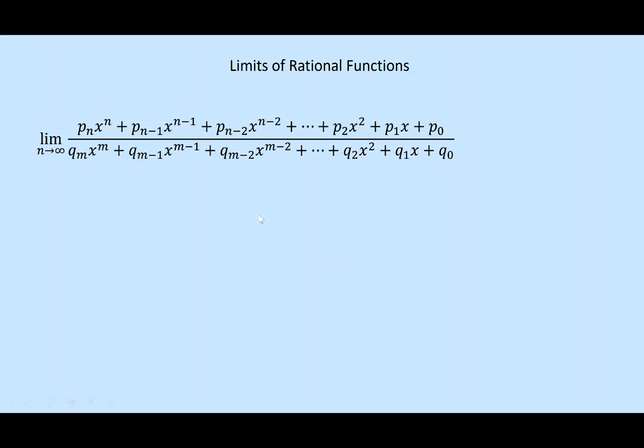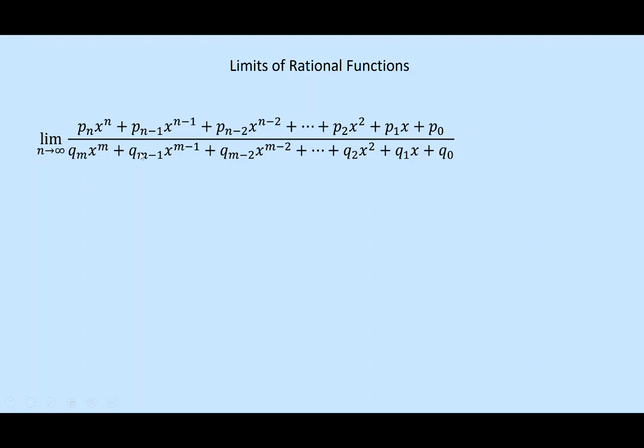Limits of rational functions. What's the limit of a polynomial over a polynomial? What is a rational function? A rational function is a ratio of two polynomials. So on the top, I have p sub n x to the n plus p sub n minus 1 x to the n minus 1 and so on, plus p sub 0. What is that? It's like 3x cubed plus 2x squared plus x plus 1. Is that a polynomial? Yes, it is. So it's kind of like that. But in the bottom, I have a different polynomial, q sub m.